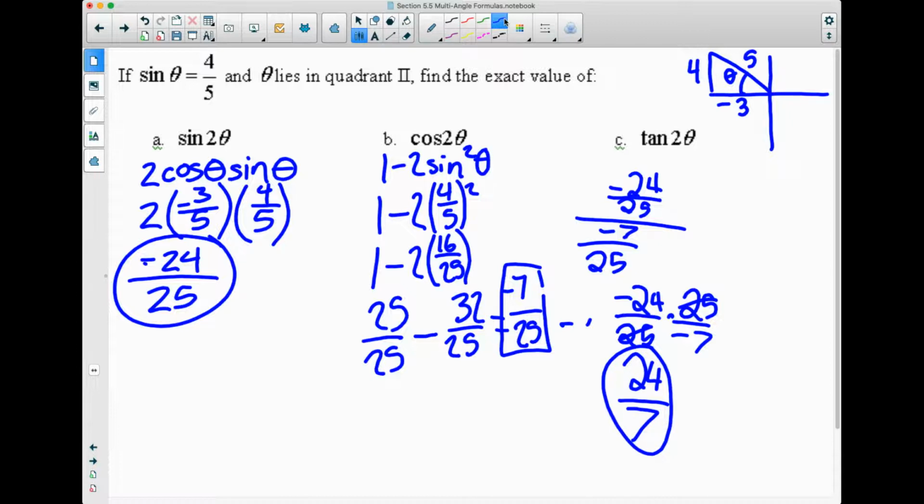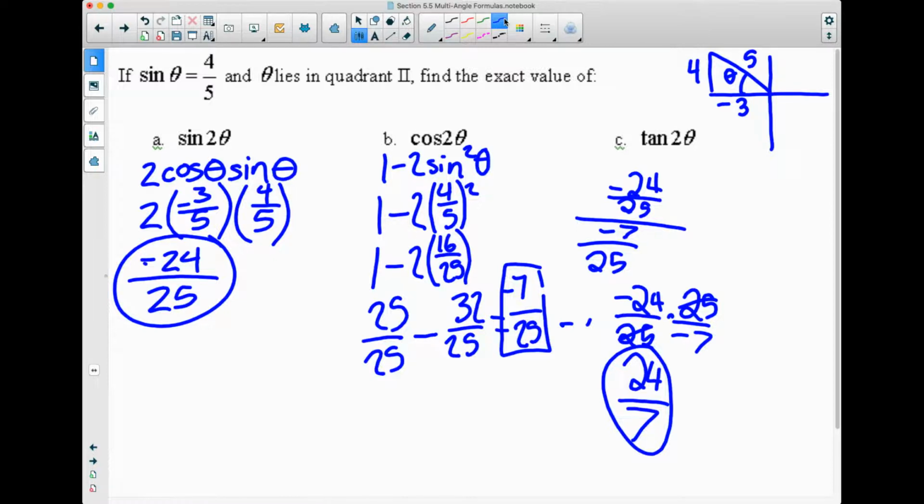Does anyone need to see it worked out with the formula? If you've got something different and you want to see where you made a mistake. This is nice when this is a part of the question, okay? But if not, still make yourself familiar with doing that as well, okay? All right, any questions?